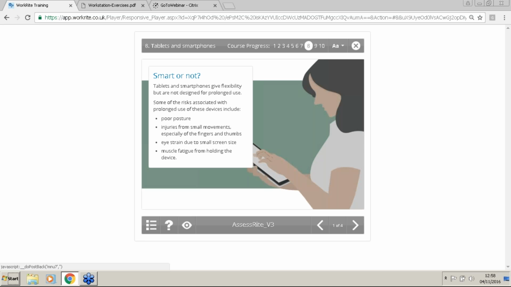Tablets and smartphones, another new section that we've got because, let's face it, everyone has one. But although tablets and smartphones give flexibility, they're not designed for prolonged use. Some of the risks associated with prolonged use of these devices include poor posture, injuries from small movements, especially of the fingers and thumbs, and eye strain due to the small screen size, muscle fatigue from holding the device.